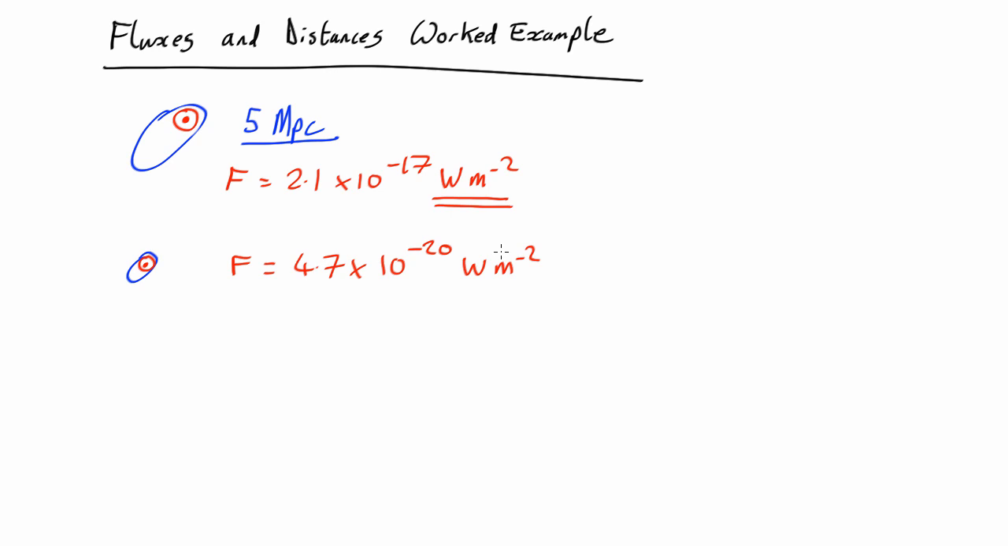Much fainter. So that presumably indicates that galaxy 1 is closer than galaxy 2. But how far away is galaxy 2? Well, to work this out, we'll need the inverse square law. This tells us that the flux received from some object is equal to its luminosity divided by 4 pi and the distance squared.